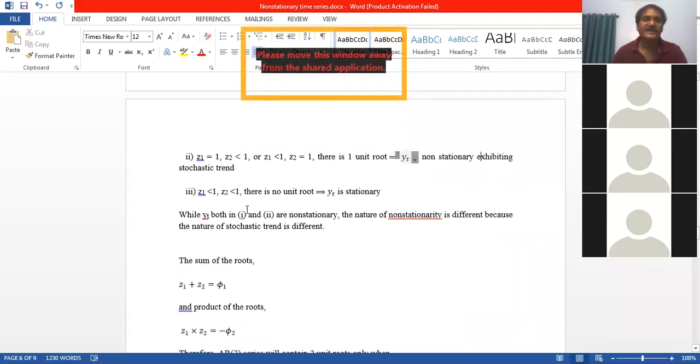Another possibility in the case of AR2: both the roots are less than 1. If both the roots are less than 1, there is no unit root. And in this case, the series Yt following AR2 will be stationary.